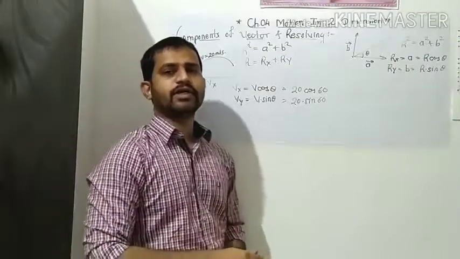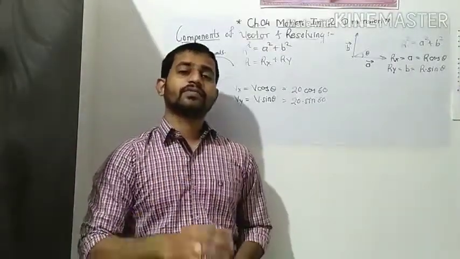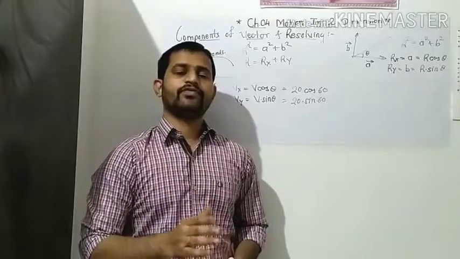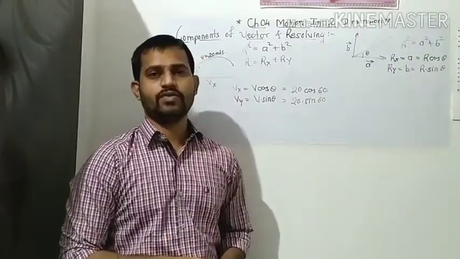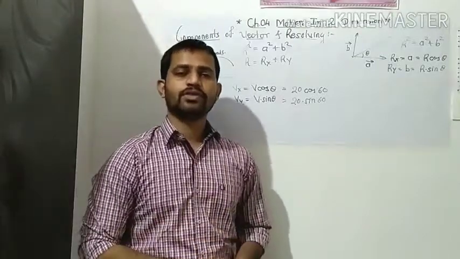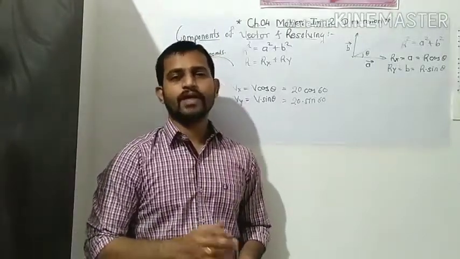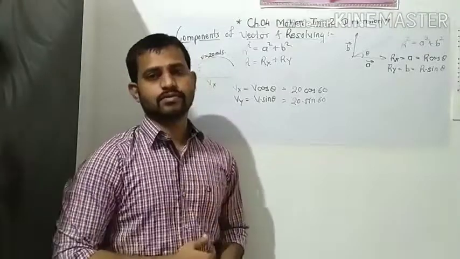So what is important here is that if we know the value of the resultant and the angle made by the resultant with respect to any one axis, then we can find the value of the component. That is the main motto of this topic.